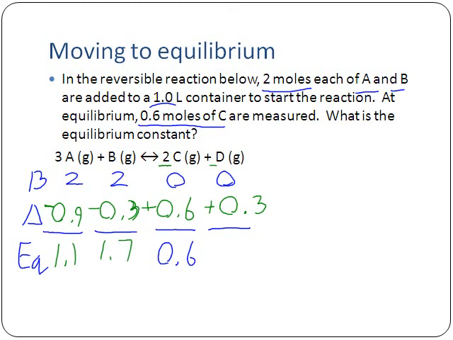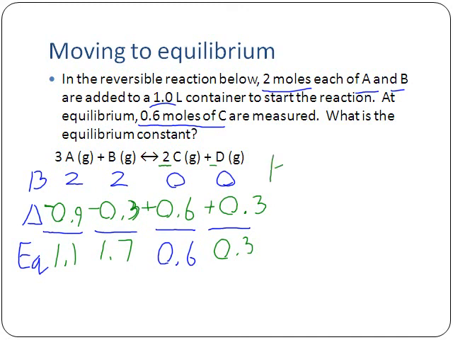We've already got the carbon, the C, and then D, 0 plus 0.3 is 0.3. Now we have all the molarities of each of the concentrations at equilibrium. The question is, what's the equilibrium constant?